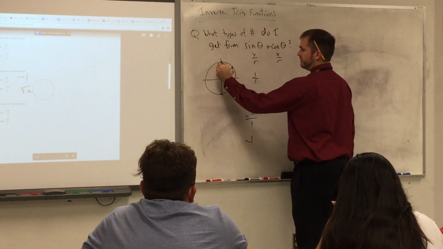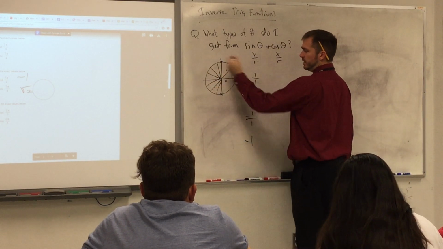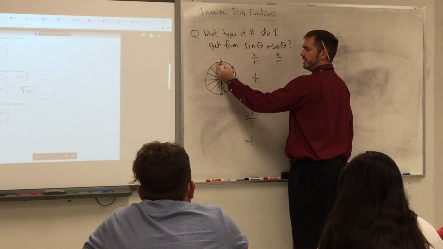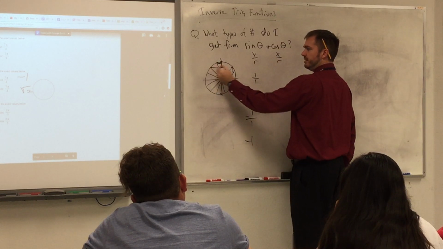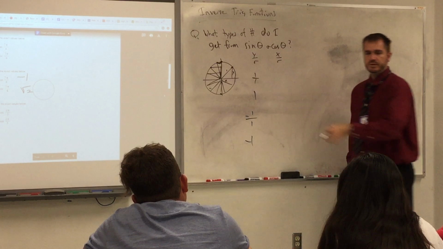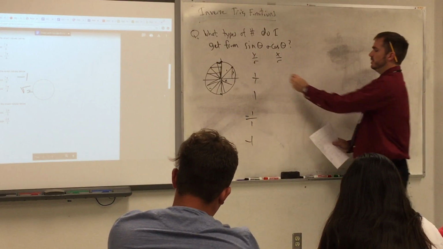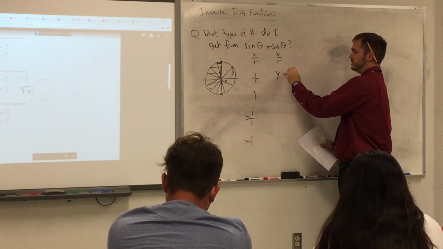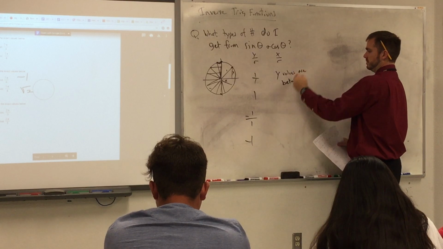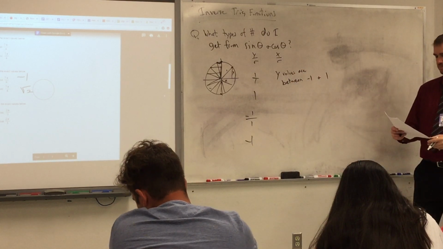So all these other values, if my y value is here or here or here or here, no matter what angle I happen to be at, notice this y value right here is less than 1. This y value is less than 1. This y value is less than 1. This y value, it's all between those two. All right, what does that mean? Here my y values are between negative 1 and positive 1.